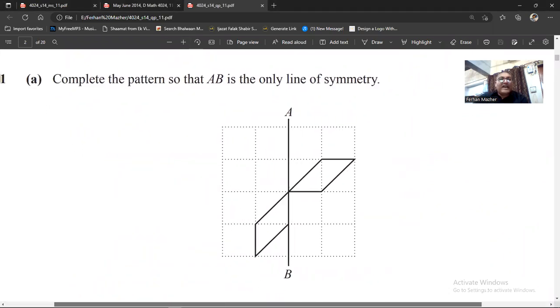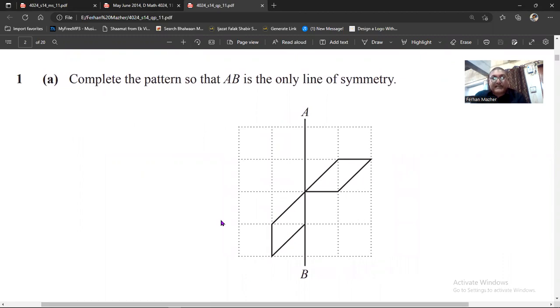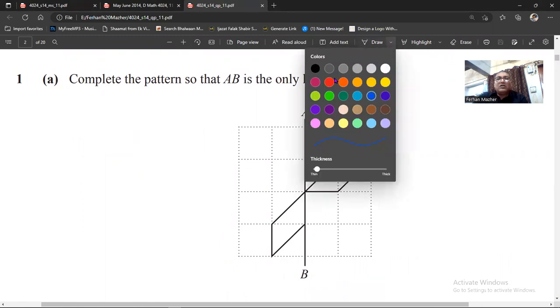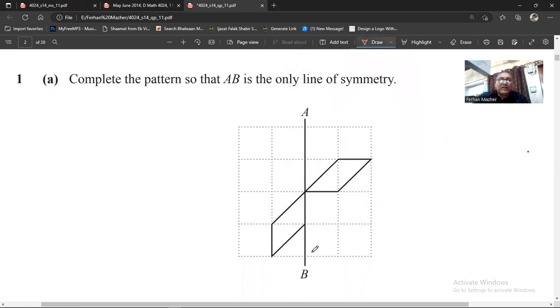Okay, so here we have question number 1A part. He says complete the pattern so that AB is the only line of symmetry. So if this is the line of symmetry, it's like the reflection. For example, this point is one step here, so its reflection will be one step on the other side. This will remain here, this point is one step here, so it will be one step here, this point is two steps here, and this will be two steps here.